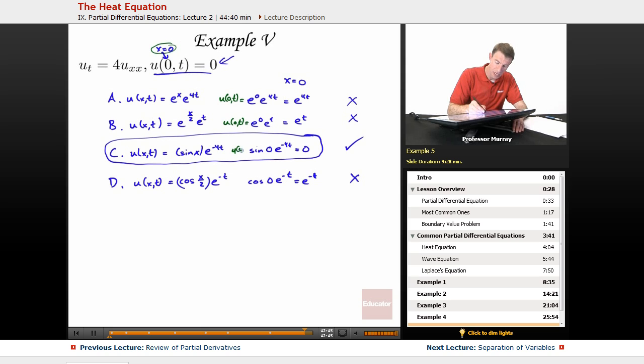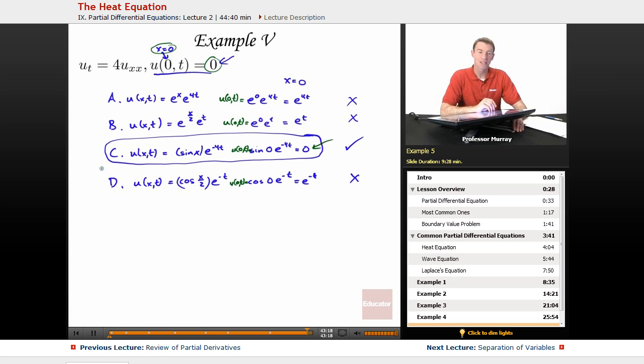u of 0,t. My u's are starting to look like y's. Let me clean up those u's there. There. And for one of those, the function simplified down to be equal to 0, which is what we were looking for. And so we're going to say that that one is the actual solution to both the differential equation and to the boundary condition u of 0,t is equal to 0.